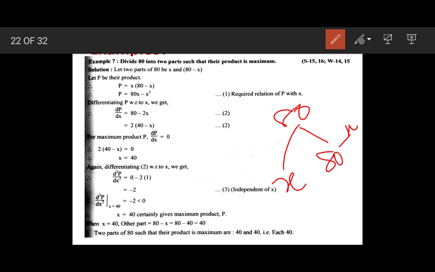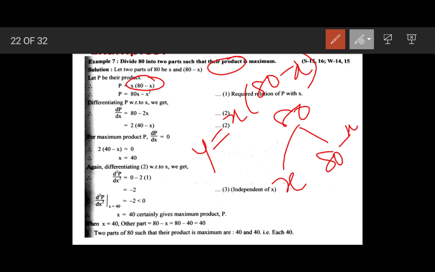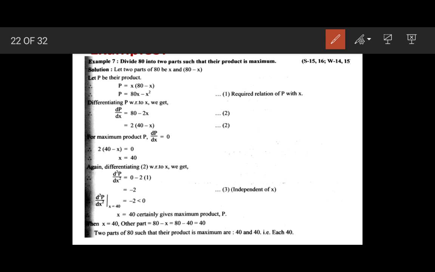Now there is a condition. Condition is what? Their product should be maximum. Product means multiplication. So that means x into 80 minus x. So here p, or I can say y, is x into 80 minus x. That is the equation. So in word problem, first step is to form an equation. So here y is equal to x into 80 minus x.